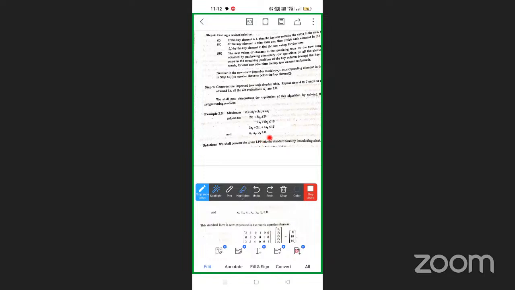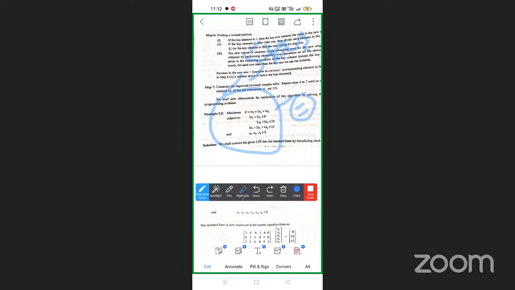First, we convert the given LPP into standard form. The objective function should be maximum, and it is already maximum, so there is no need to convert. Then all the constraint inequalities must be converted to equalities. All are less than or equal to, so we can convert the less than or equal to into equality.